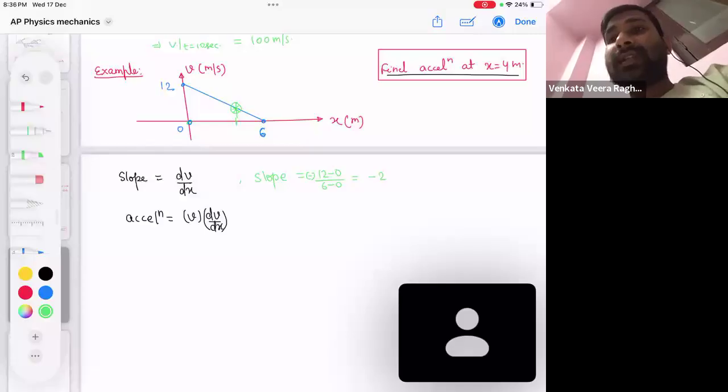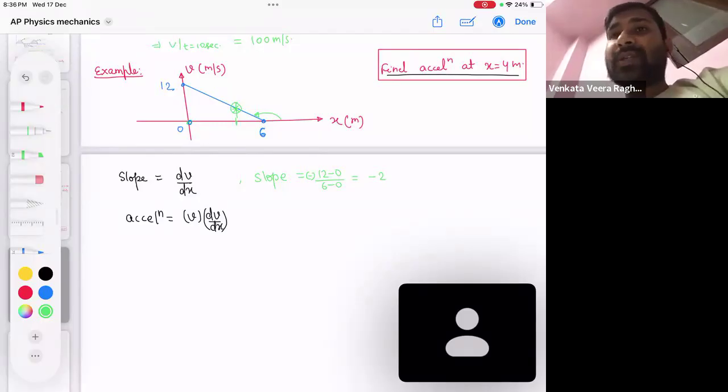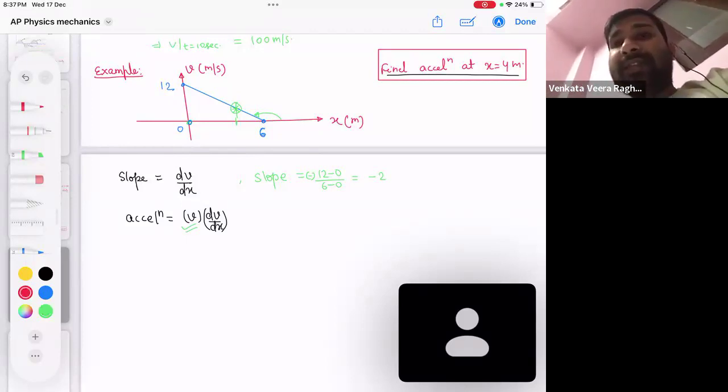Look at that line. This line is making an obtuse angle. The slope will be what? Negative. Is 50% of my question solved? The moment I calculate the slope, the remaining 50% is what? Find the v there. How do I find the v there? Please tell me. How do we find the v there?